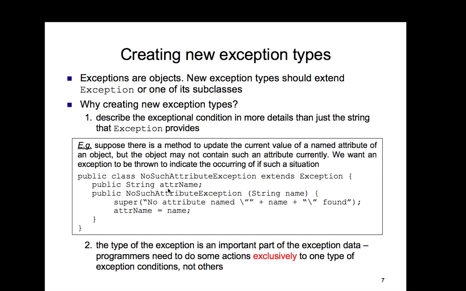So we can make an instance of that object and then throw it. The type of the exception is not an important part of the exception data. There's a little note on the bottom: parameters are exclusively for one type of exception condition, not for others. So it's like any other type of class that you create.